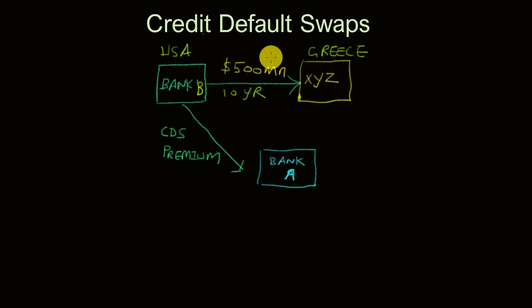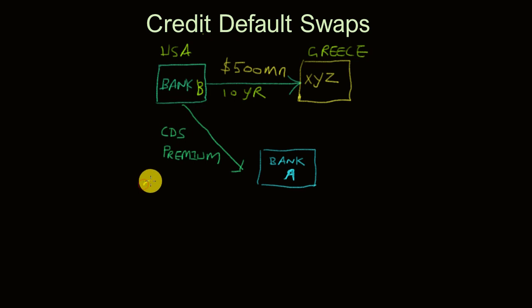So in order to reduce that credit risk or to transfer that credit risk, what Bank B could do is enter into a credit default swap with Bank A. Now the way it works is Bank A would agree to pay Bank B in case XYZ defaults. Bank A would say, okay, if XYZ defaults, I will pay you $500 million or any of the default sum. Now, in return, Bank A would say, for example, will charge a premium.